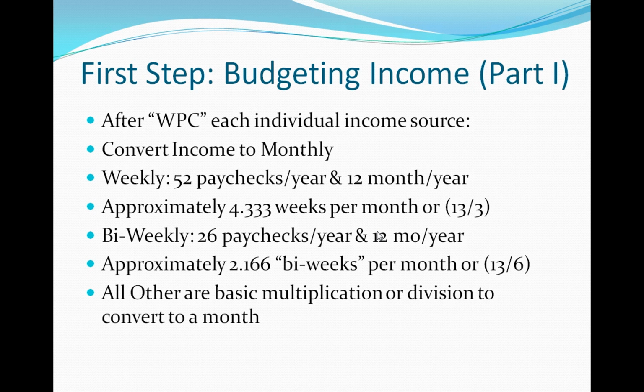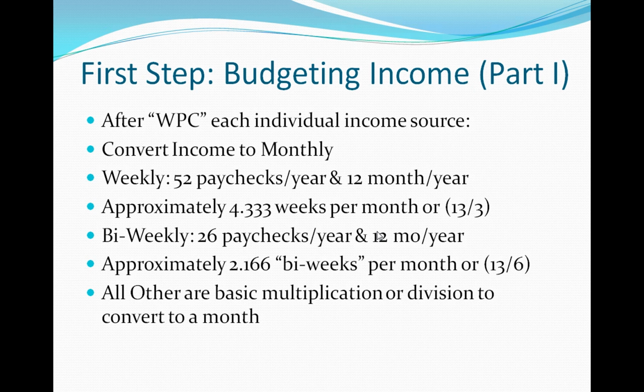If you get paid bi-weekly, remember, you get paid every other week, so that's a total of 26 paychecks in the course of a year. Divide that by 12 months, and you get a number close to 2.166 repeating. This is the total number of bi-weeks per month. And you can also take the number 13 and divide it by 6.